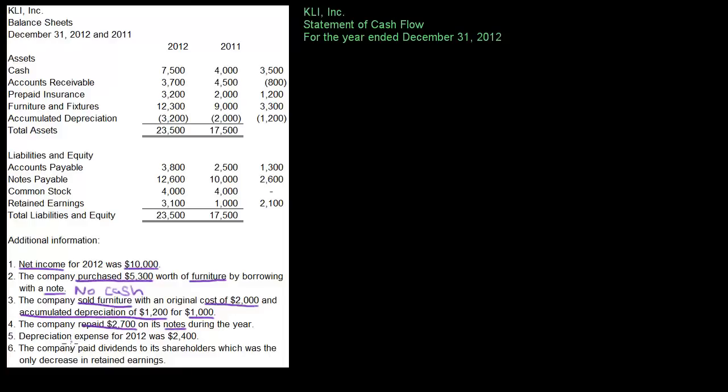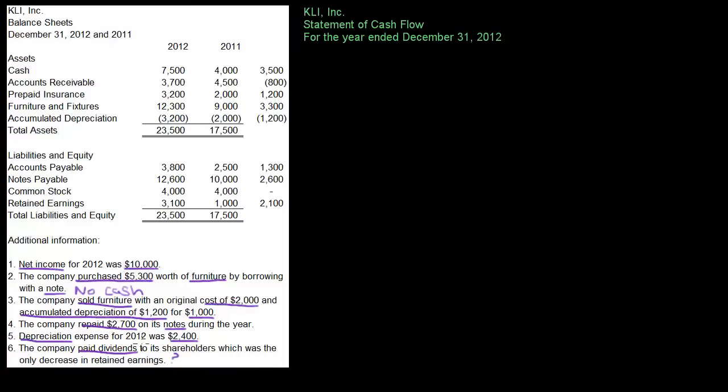Depreciation expense was $2,400. And the company paid dividends to its shareholders, which was the only decrease in retained earnings. But notice it doesn't give us the amount. I'm going to put a question mark there. We don't know what the amount is, so we're going to have to figure that out.